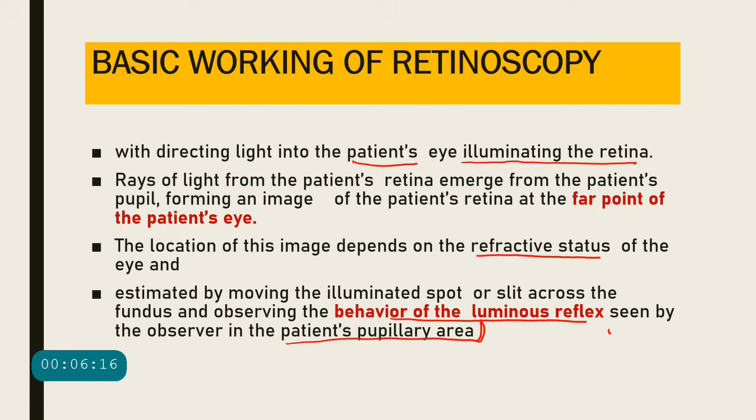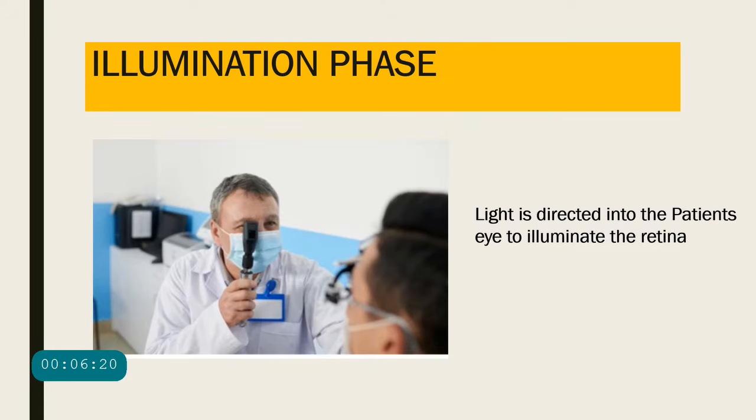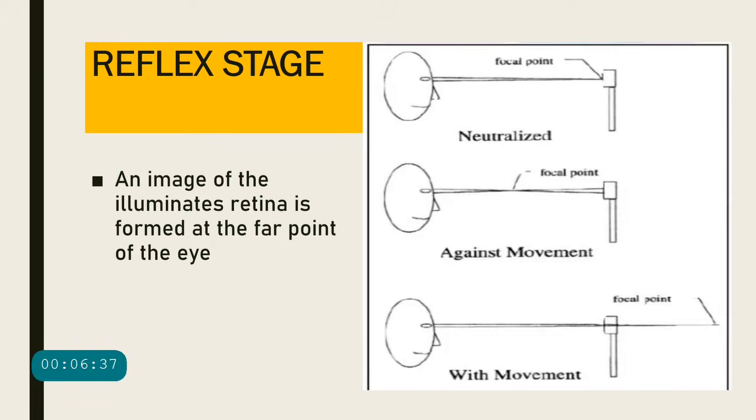Now I'll be telling you in detail what it actually means. There are three phases in the retinoscope. The first one is the illumination phase. In the illumination phase of retinoscopy, we are basically directing the light into the patient's eye so that we can illuminate the patient's retina. The second is the reflex state.